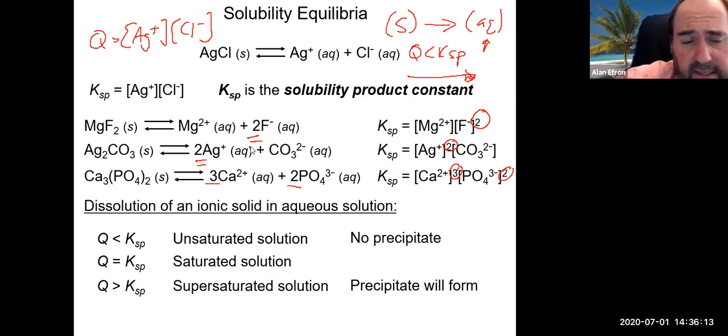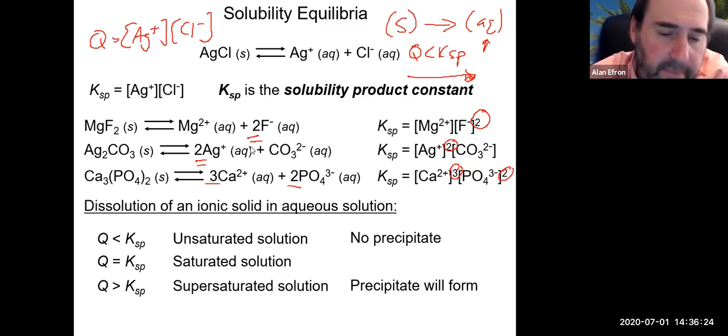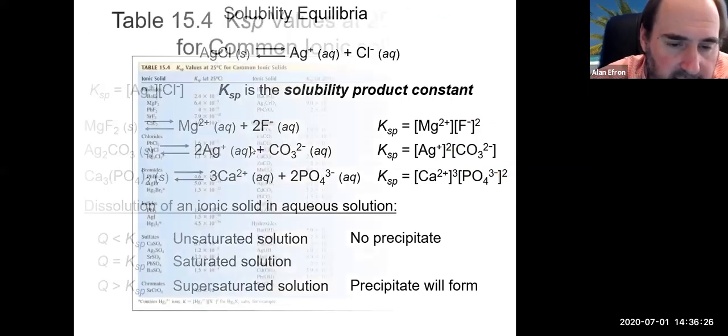So if you calculate Q and it is less than the Ksp, you would expect no precipitation to occur. If you calculate Q and it's greater than the Ksp, you would expect precipitation to occur. Any questions on that there?